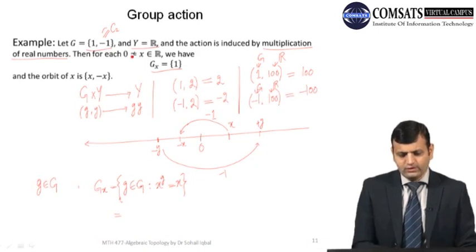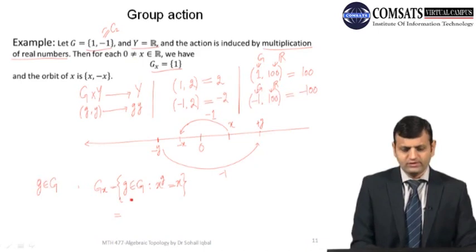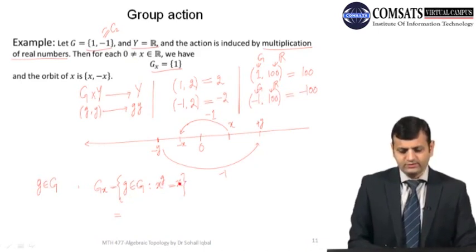Okay, so what are the elements? Because in this case x is not equal to 0. Now, is there any element of the group such that when this element of the group acts on x, then we get the same element x? So when -1 acts on a non-zero element, we get the negative multiple of that element. So it can't be -1, but when 1 acts on that element, we get the same element. In other words, this is just the identity element. Okay, so this is the stabilizer.